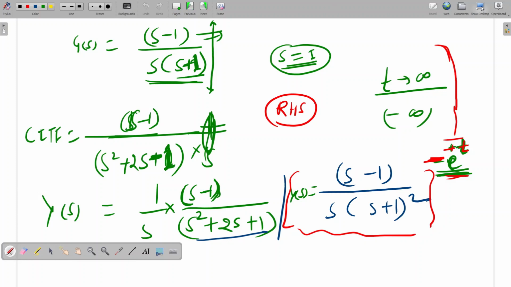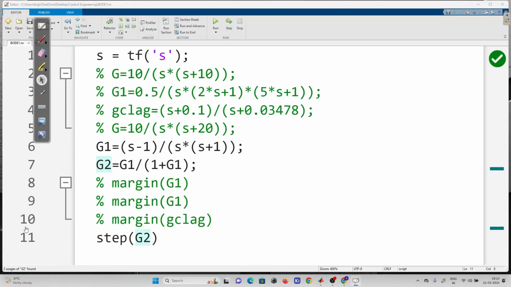Wait. Here we have written correct: s minus 1 divided by s into s plus 1, correct? Then g2 is equal to g1 by 1 plus g1. This is the closed loop transfer function. And we are taking a step of g2. So what are we getting?